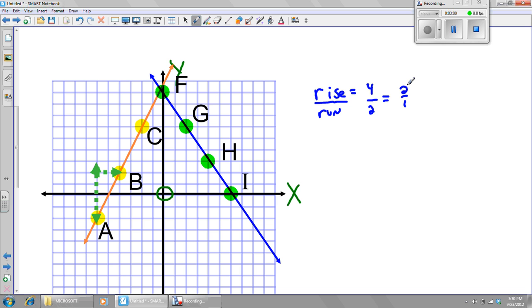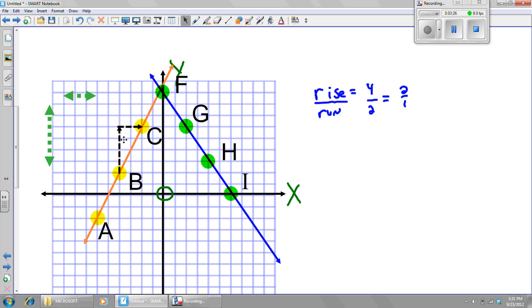Now I want to show you something really cool here. Let's say you had picked points B and C. Well, I could count up from B to C. Let me get a marker here, and see, I'm going to count up from B to C, and I'm going to go 1, 2, 3, 4, and then I'm going to count 1, 2. I got the same fraction, didn't I?